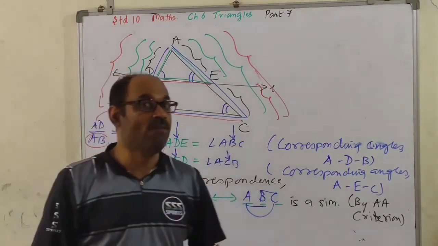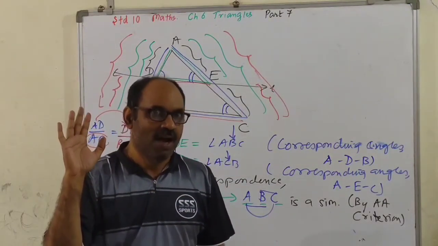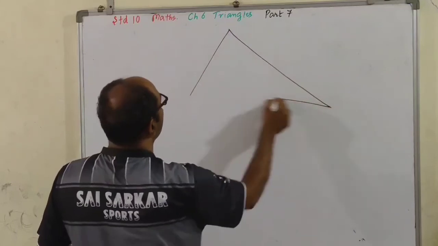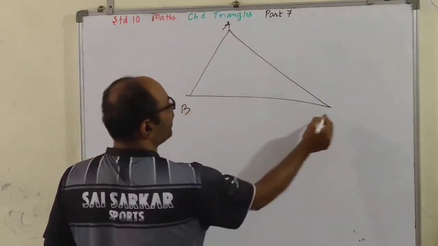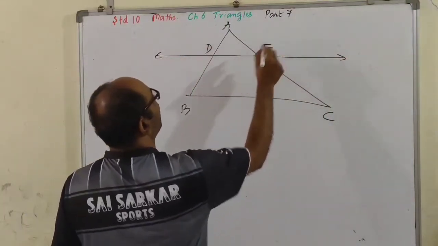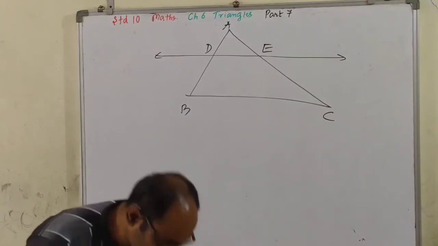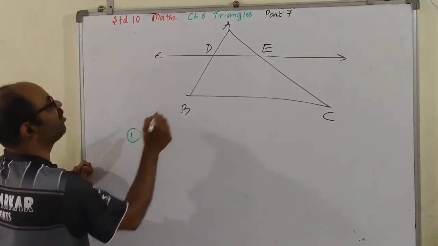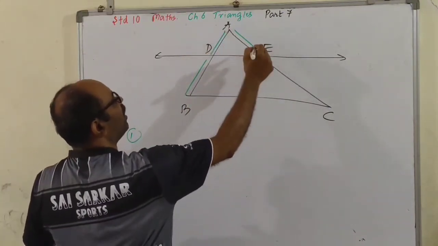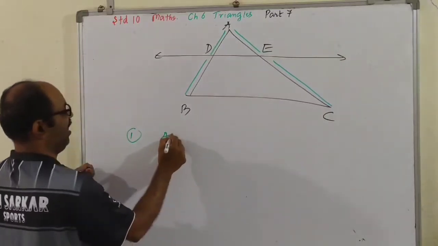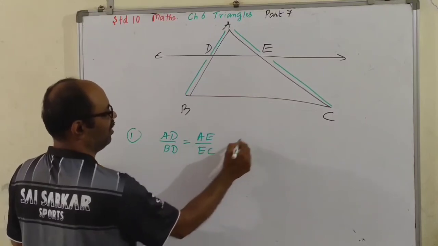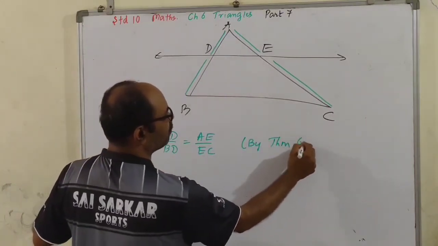Let us compile all 5 results together and see. Children, this is the situation. You have triangle ABC and a line parallel to one side intersecting the remaining two sides in two distinct points D and E. Correct? Result 1 that you have: AD upon BD is equal to AE upon EC. This you got by theorem 6.1.